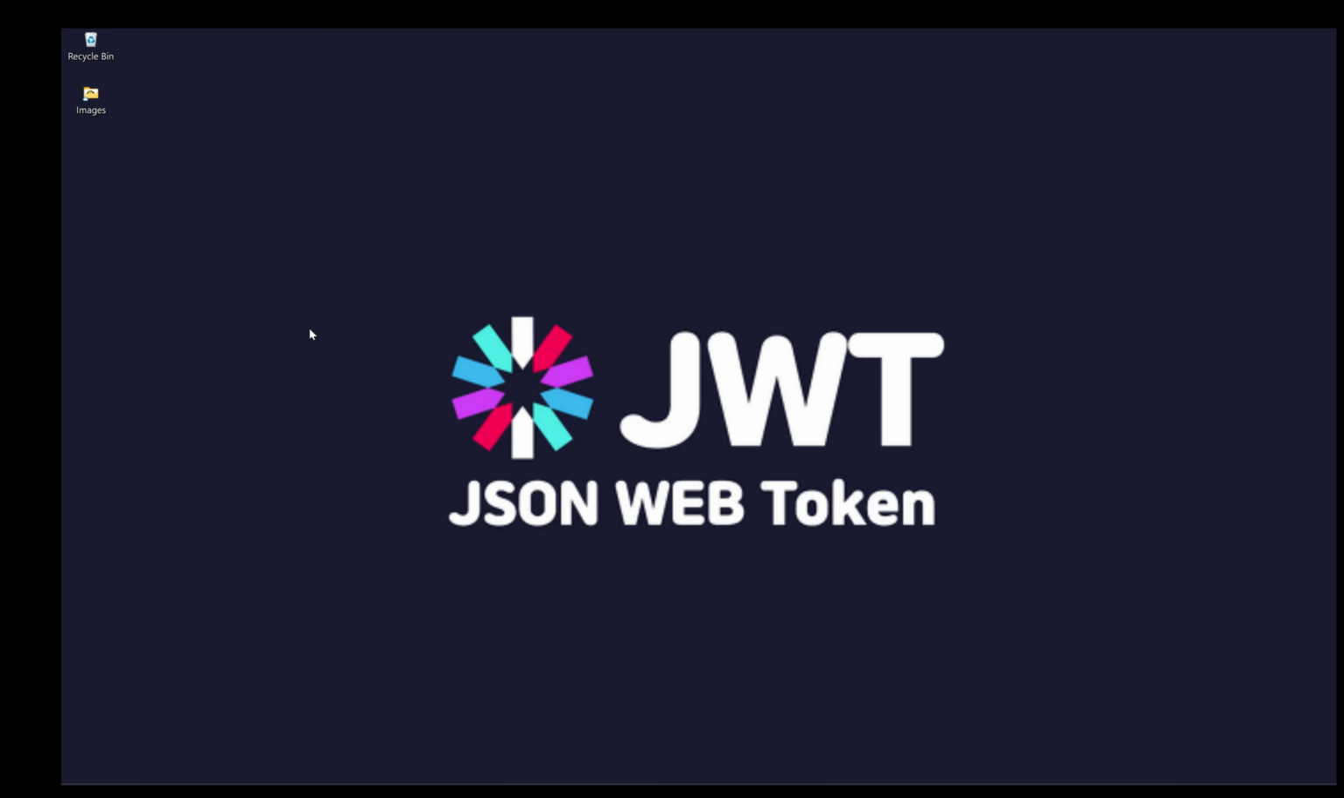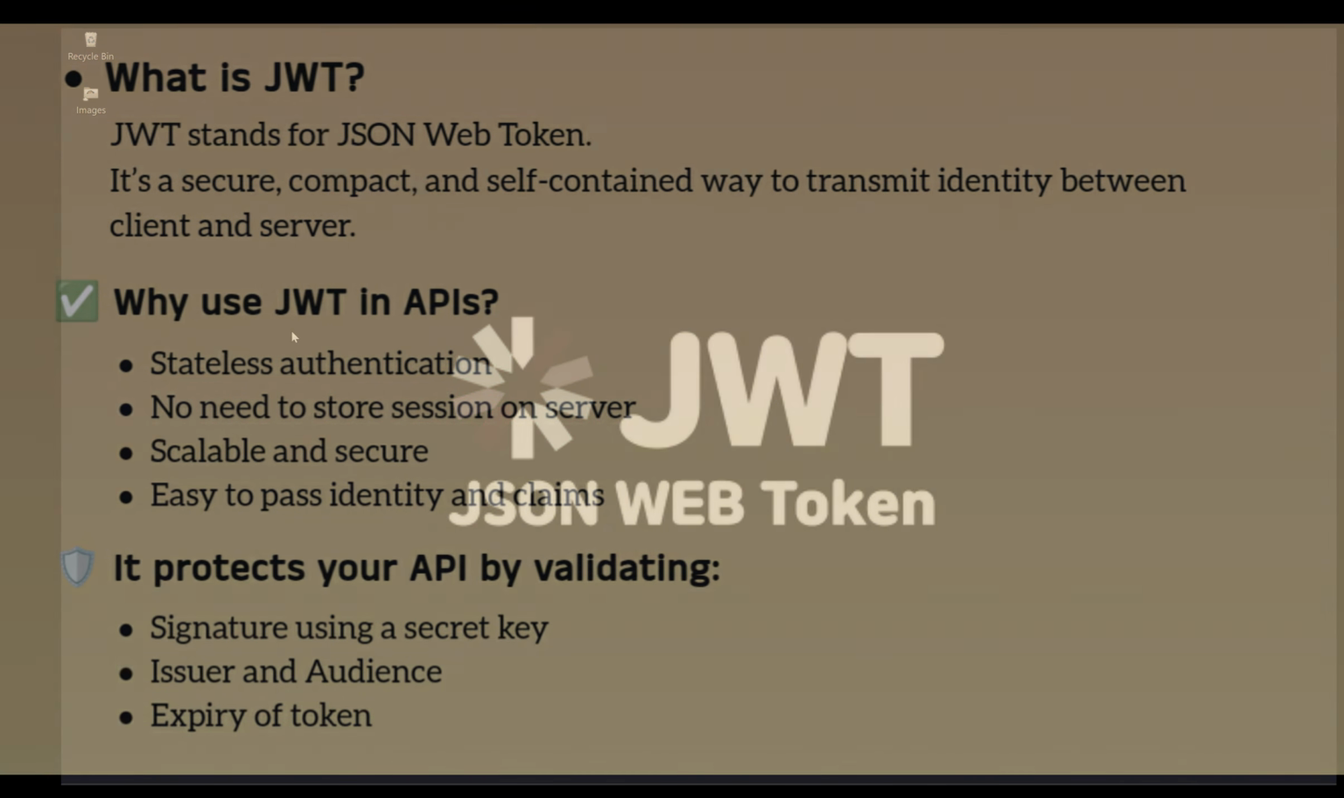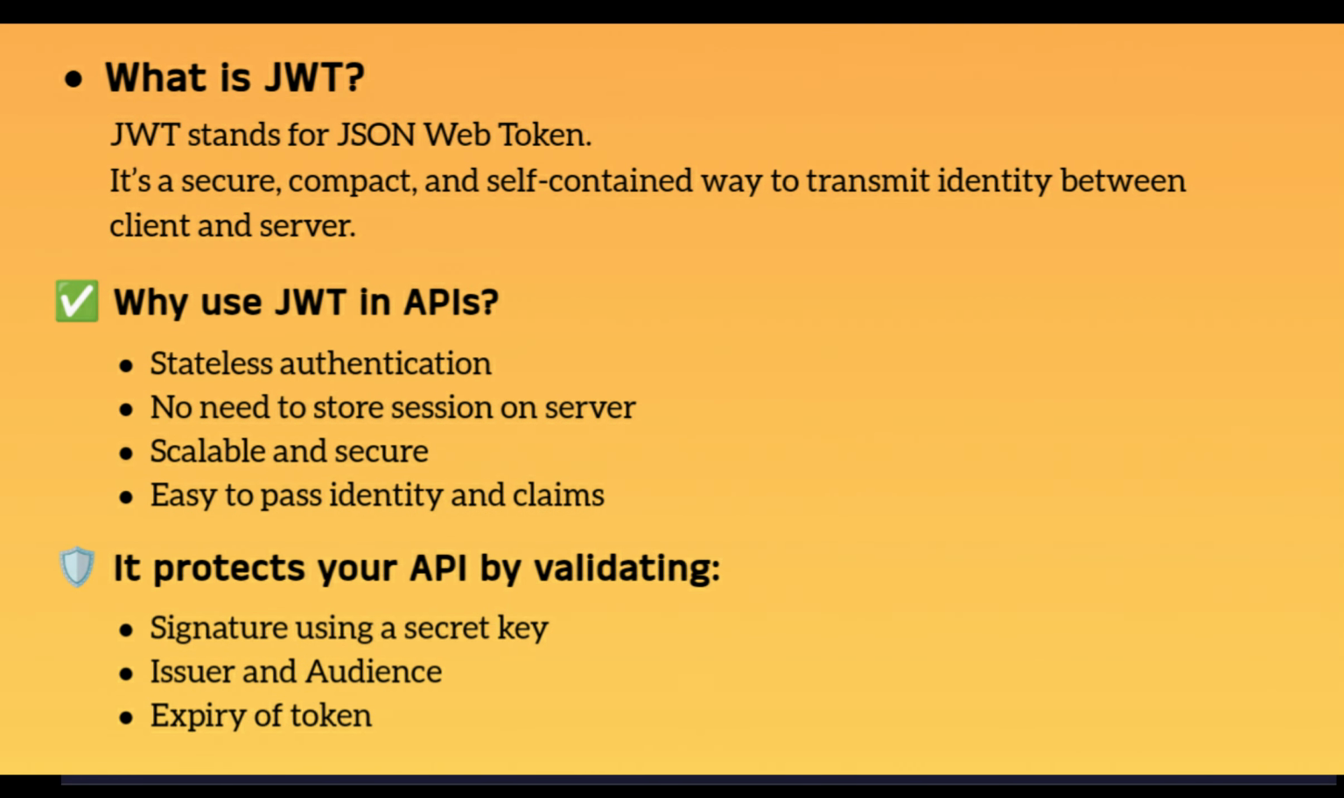Alright. So the first thing, what is JWT? JWT stands for JSON Web Token, and it is a secure, compact and self-contained way to transmit identity between client and server. So why do we use JWT in APIs? Basically, it is stateless authentication. It means we don't need to store the token in our server session, and it is very scalable and secure, and it is very easy to pass identity and the claims.